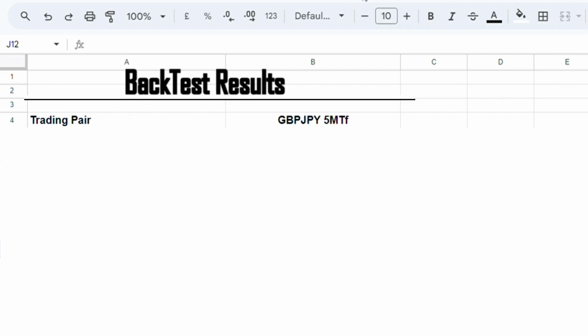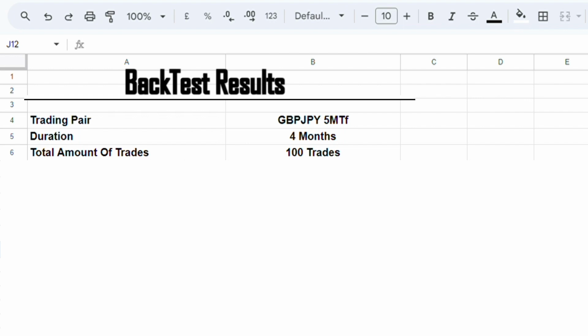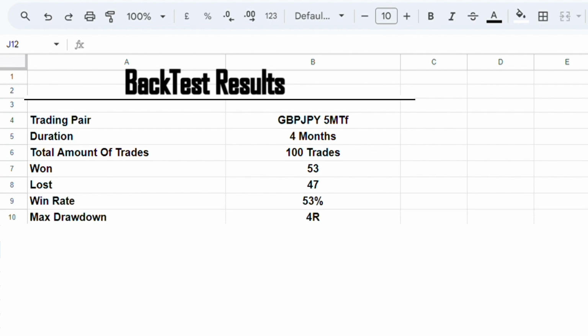Okay, so in 4 months, I took 100 trades, 53 won and 47 lost, which means we had a win rate of 53%, a max drawdown of 4%, and a max gain of 10%. So the max gain versus max drawdown is extremely positive, as well as the win rate when going for a 1 to 2 is beautiful.